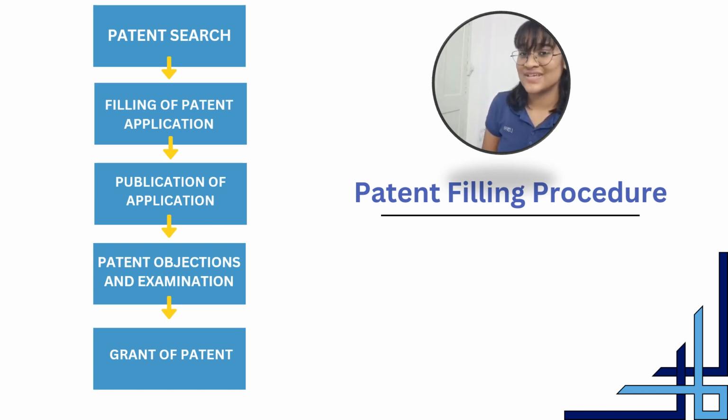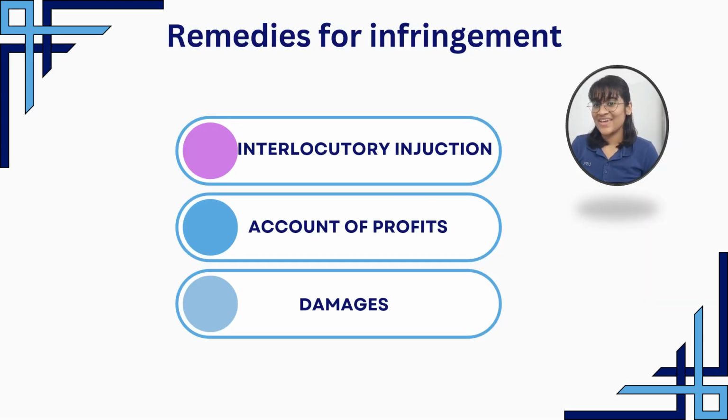Novelty, non-obviousness, inventive steps and industrial application will be examined and a first examination report will be issued. The applicant will have to reply to the objections that are raised in the first examination report. After clarifying all the objections, the patent will be granted to the applicant. In case of infringement of your patent right, there are a number of remedies in the patent law. Some of them are interlocutory injunction, account of profit, and damages.